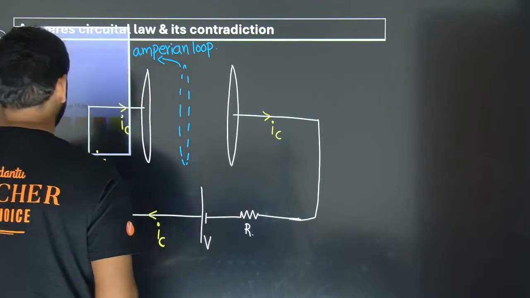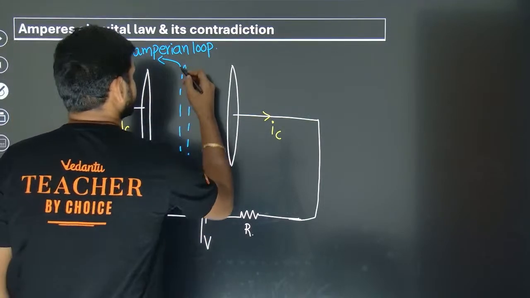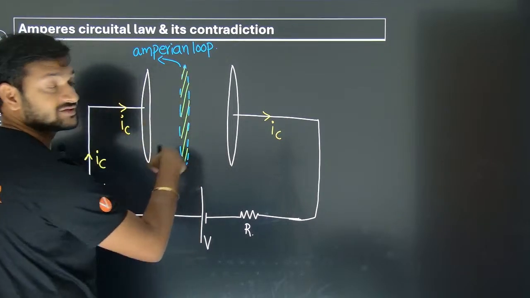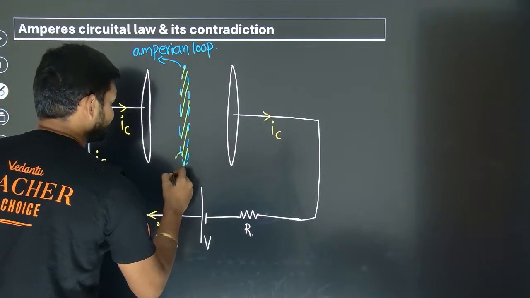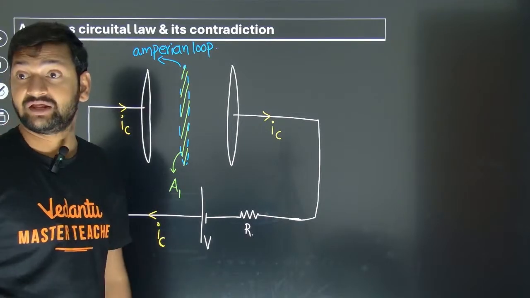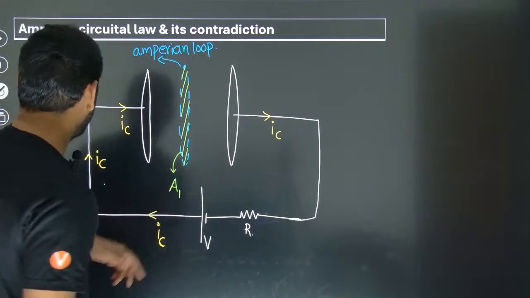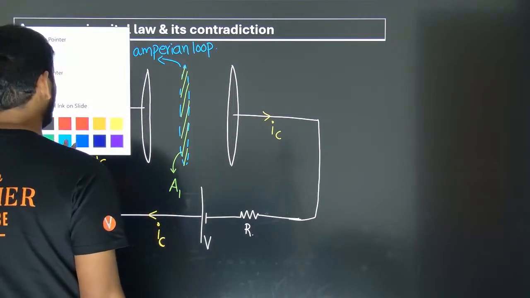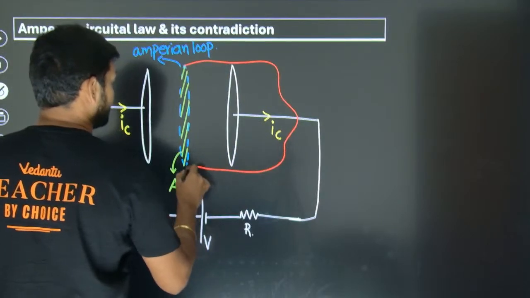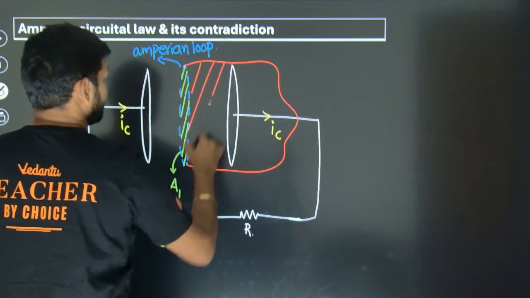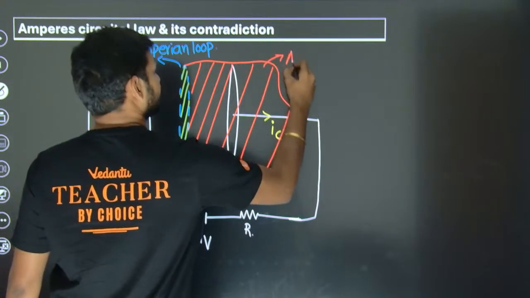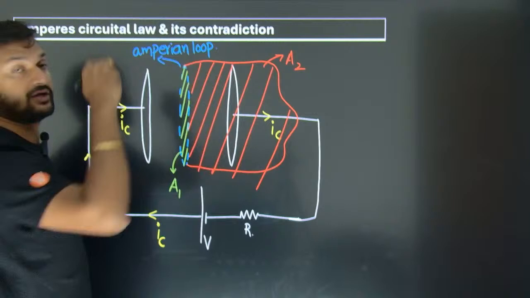So when we have this Amperian loop, one of the areas bound by it is this green one, and I am taking that to be area A1. Now I am taking one more area. I'm just choosing some baggy area. This is also an area bound by the same Amperian loop.